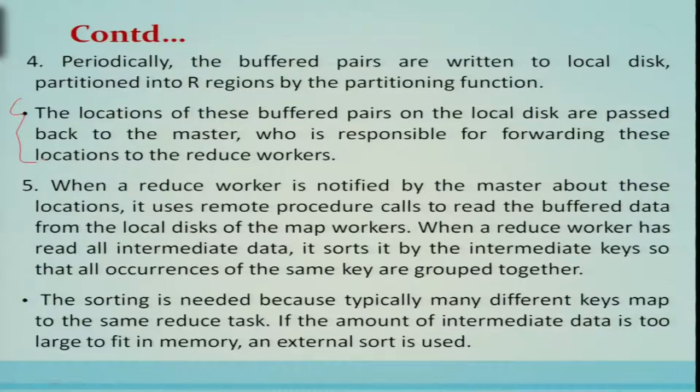So the information about partitioning of intermediate values is given to the master. When a reduce worker is notified by the master about these locations, it uses remote procedure calls to read the buffered data from the local disks of the map workers. When a reduce worker has read all the intermediate data, it sorts it by the intermediate keys so that all the occurrences of the same key are grouped together, which I also explained before giving the intermediate split to the reducer. Sorting is needed because many different keys map to the same reduce task. If the amount of intermediate data is too large to fit in memory, then external sorting is used.